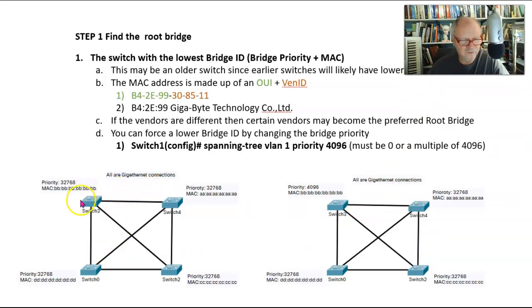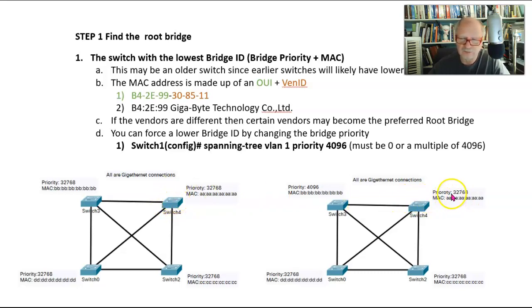So in this first diagram, these are all priority 32768 all the way around. So the next thing I would do would be to look at the MAC address, and the MAC address here is AA, and so on. So this has the lowest MAC address of these four switches. So switch 4 here will become the bridge ID, or excuse me, the root bridge, I should say.